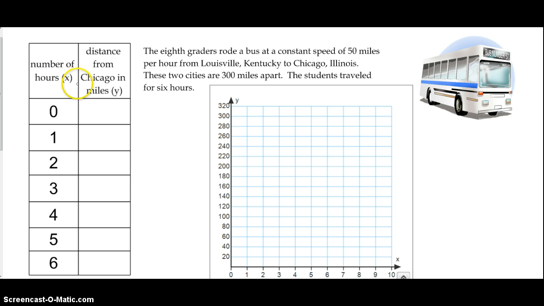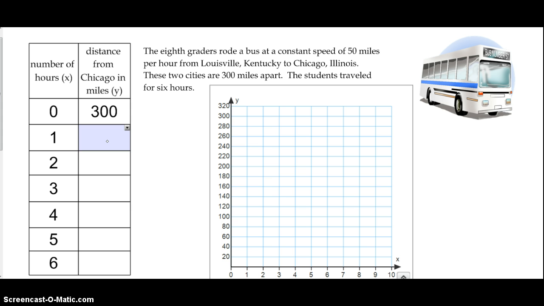We know that we're traveling an amount of hours. So we know that time is usually x, so let's go ahead and put number of hours in for x. And we know that we are traveling to a place. So for this function, we're going to have our y as the distance from Chicago in miles. So when we first begin our trip, we know that we are 300 miles from Chicago. It hasn't even started. We have 300 miles to go.